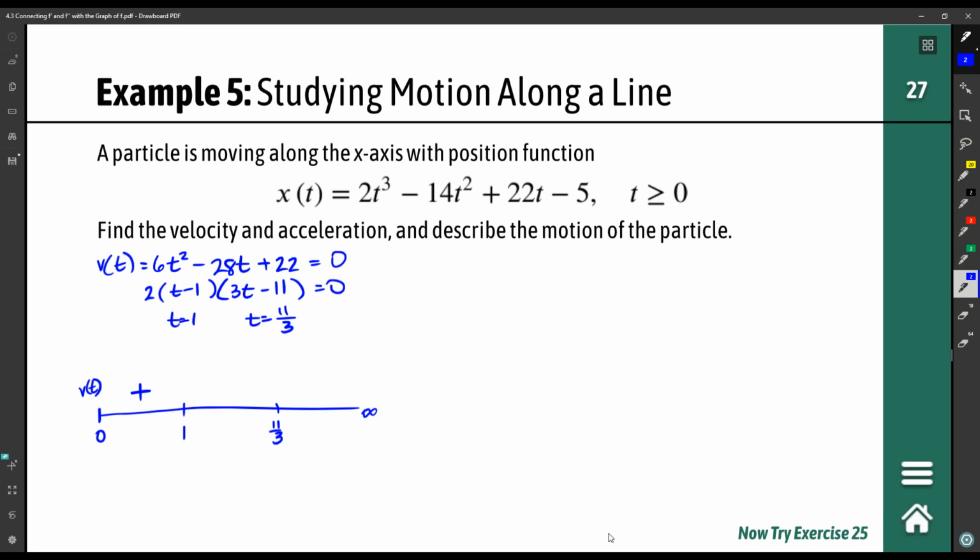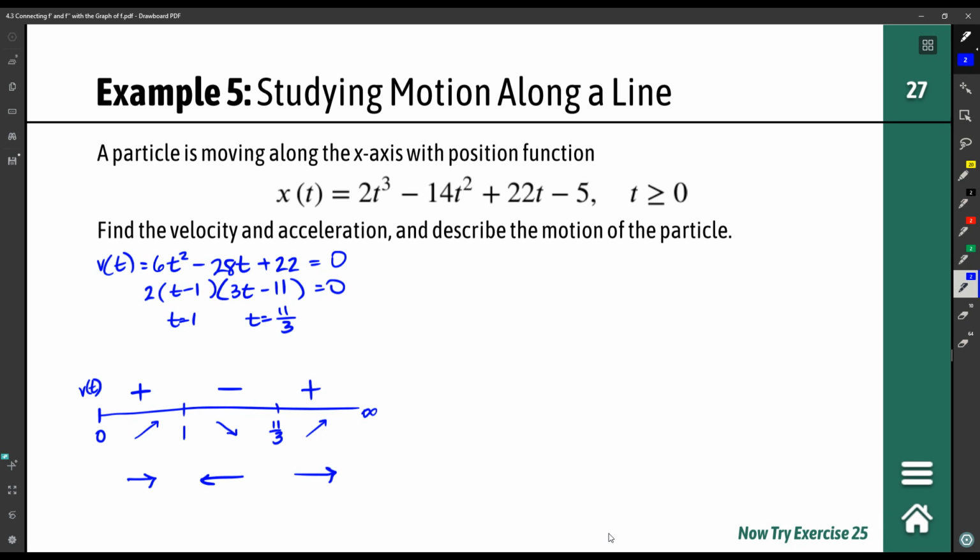We pick a number between 1 and 11/3, say 2. That's going to give us a positive times a negative, so negative. Pick a number bigger than 11/3, say 4 or 5. That's going to give us 3 positive factors, which multiply to be positive. So this tells us about the motion of the particle. If the velocity is positive, then that particle is moving to the right because x is increasing. Then we're decreasing, then we're increasing. When we see a negative velocity, that means we're moving to the left and then moving to the right after that.